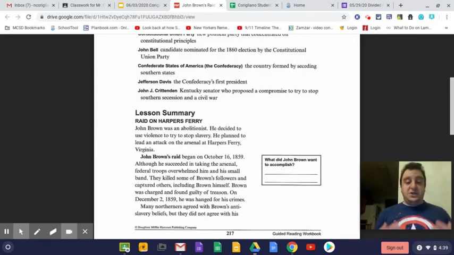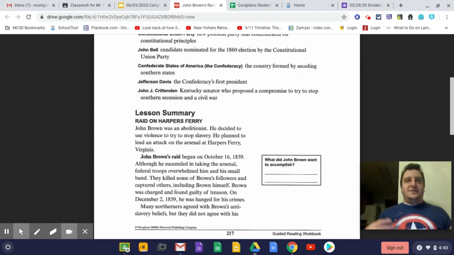So John Brown makes his way there in October, and on October 16th, 1859, he and a group of his men storm the United States Arsenal in Harper's Ferry, Virginia. An arsenal is where weapons are stored, where guns are stored for the military, and those types of things. So ammunition, anything they might need as far as carrying out warfare. So Brown storms the arsenal, and his hope is to be able to take over the arsenal.